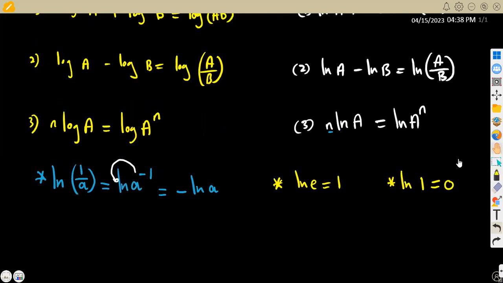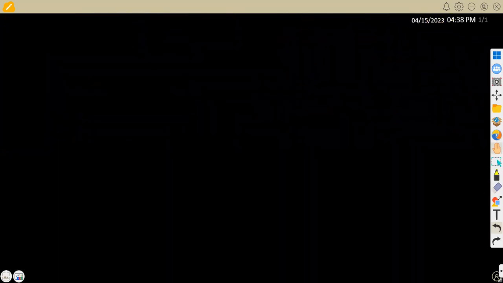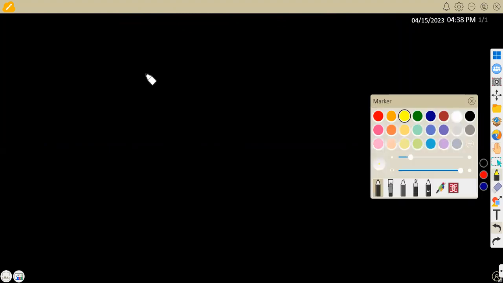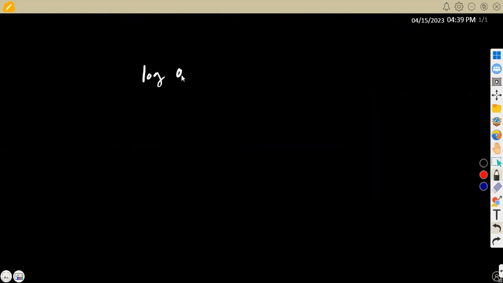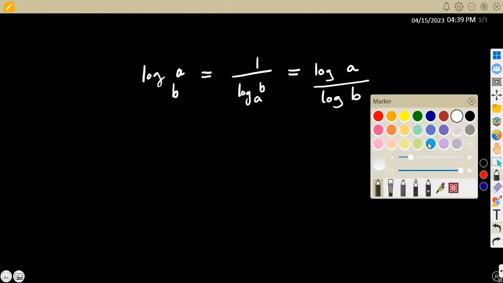And also don't forget this, under normal logarithms, how to change the base of a certain logarithm. That is, the logarithm of A in the base of B is equivalent to 1 over the logarithm of B in the base of A. The moment you write 1 over, you interchange these numbers. So that's A and B, now it's B and A, which is the same as the logarithm of A over the logarithm of B. So this part is very, very important.